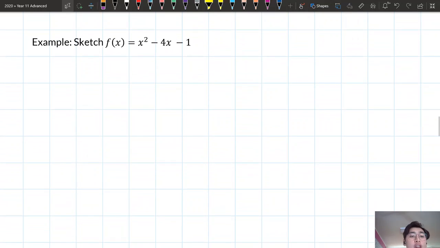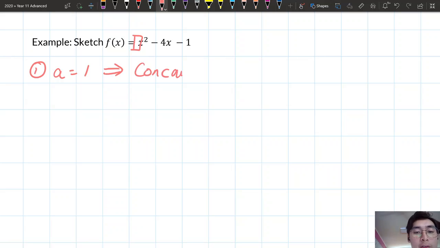We want to sketch f(x) = x squared minus 4x minus 1. So let's have a go at that. Start from the very beginning. Step 1, we want to check concavity. If you remember, when we check concavity, we look at the coefficient of x squared. The coefficient is equal to 1, and so our graph is concave up. Because 1 is a positive value, it's going to be concave up. It's going to be a nice little happy face.